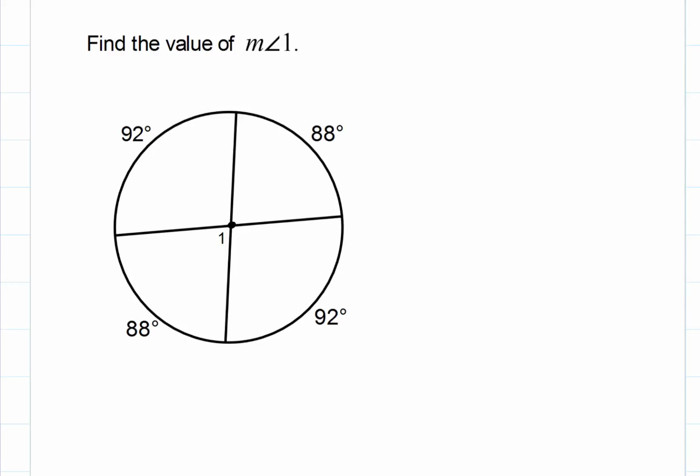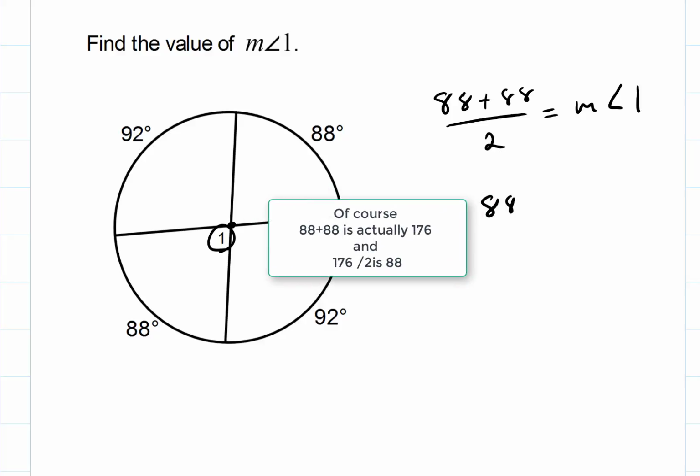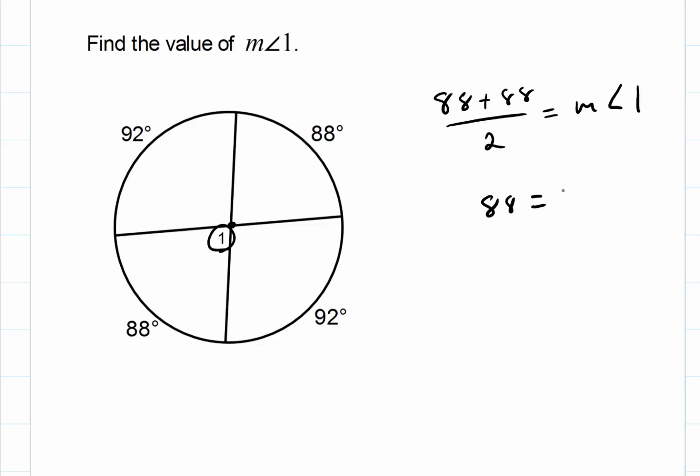Here we have an interesting problem. We're given two arcs that are equal. When the two arcs are equal, if we say 88 plus 88 divided by 2 equals the measure of angle 1. That's this angle right here. Well, 88 plus 88, that's 176. And then 176 divided by 2, of course, is 88. So the measure of angle 1 equals 88 degrees.